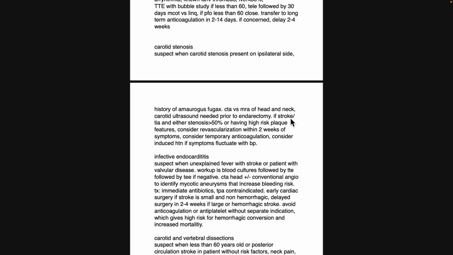If the patient has a history of stroke or TIA, and either stenosis greater than 50% or high risk plaque features, you can consider revascularization within 2 weeks of symptoms. You can consider temporary anticoagulation, and consider induced hypertension if symptoms fluctuate with blood pressure.